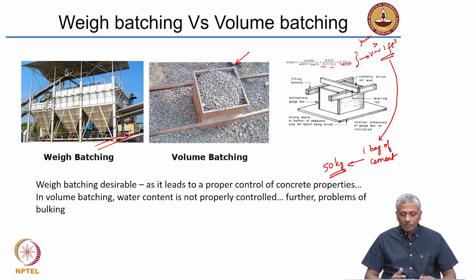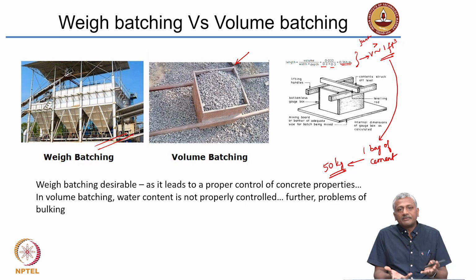Okay. I already talked about the fact that when you have volume batching, you can't control concrete properties well enough because there is no clear measure of the amount of water that you add. And secondly, you'll have problems of bulking when sand is stored out in the open. When moisture affects the sand, it will increase the volume of the sand without really having that much sand. You'll think that you have enough sand, but in reality there will be a lot of moisture present inside.